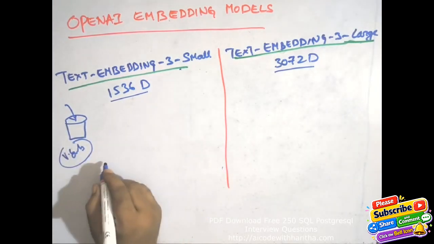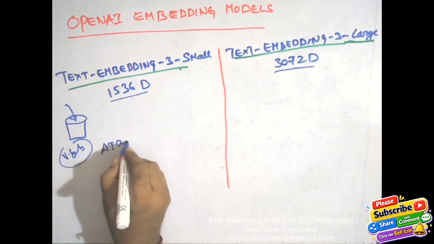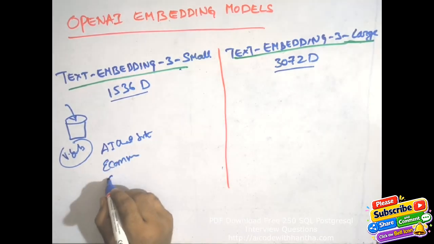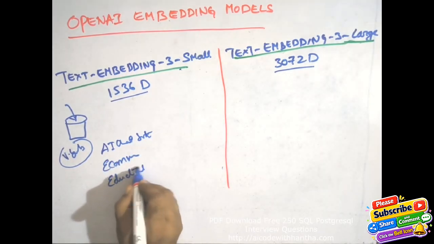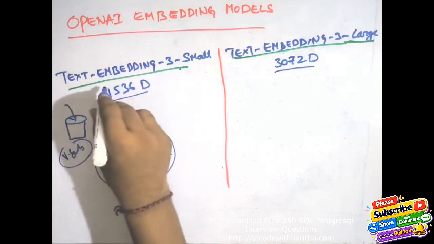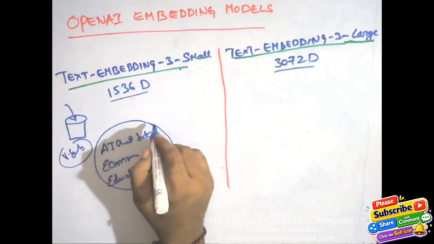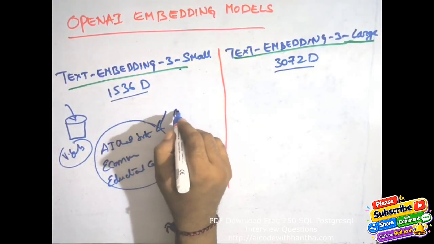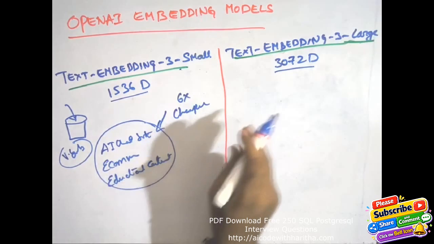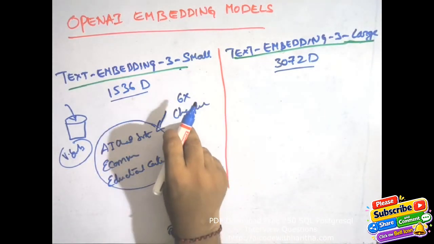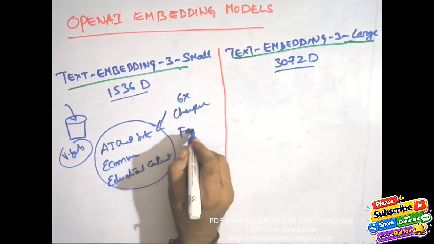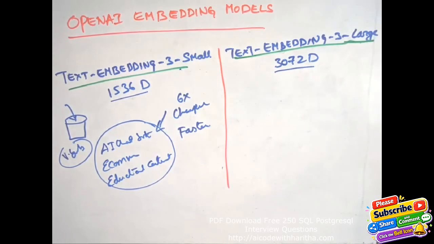For example, if your project is an AI chatbot, e-commerce, or educational content, for those we use text embedding 3 small, 1536 dimensions. It's cheaper. The small embedding model is 6 times cheaper than the large embedding model, and it's faster compared with the large embedding model.